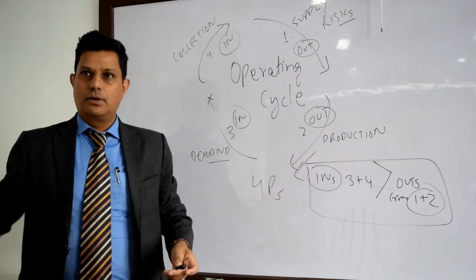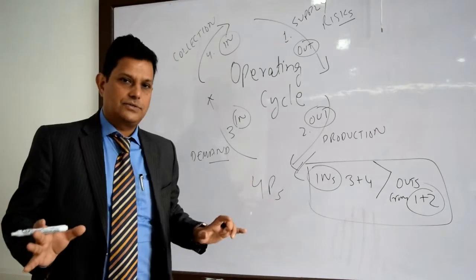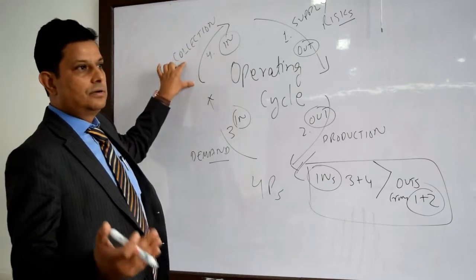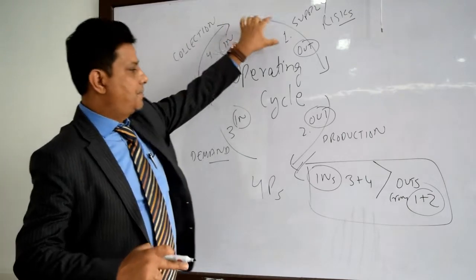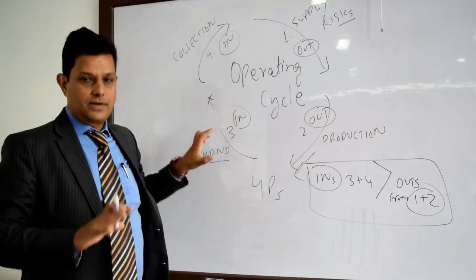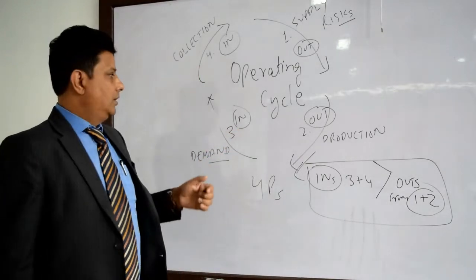Otherwise, your company will go down. We're not talking about financing cash flow, we're talking about operating cash flow. For operating cash flow to happen, demand and collection bring cash in, and supplier and production are cash out. That is how it works, right? So now let's talk about collection.